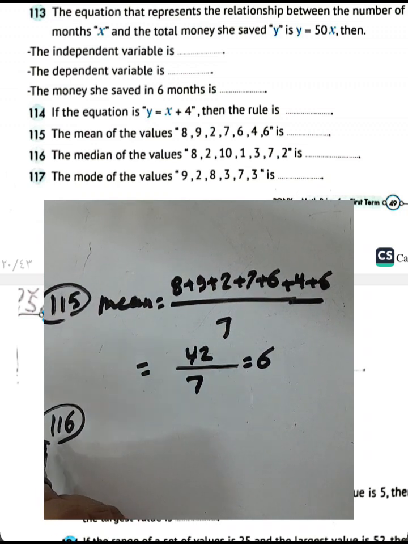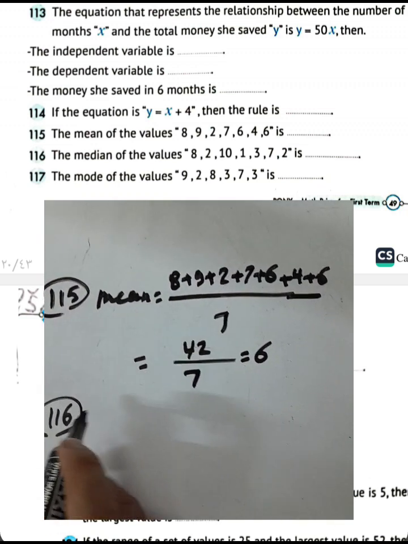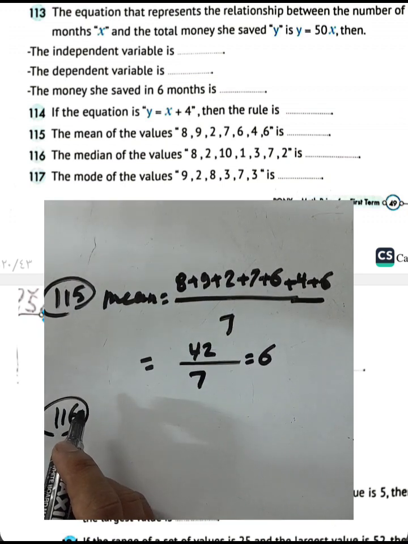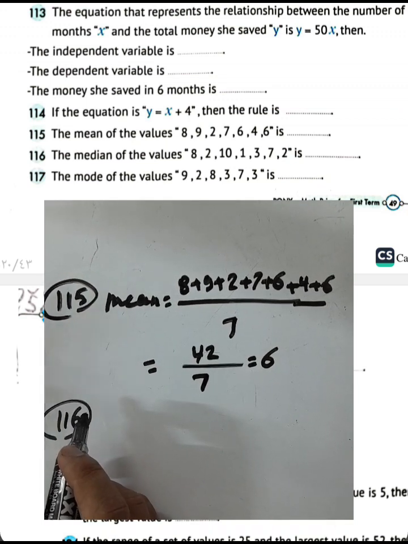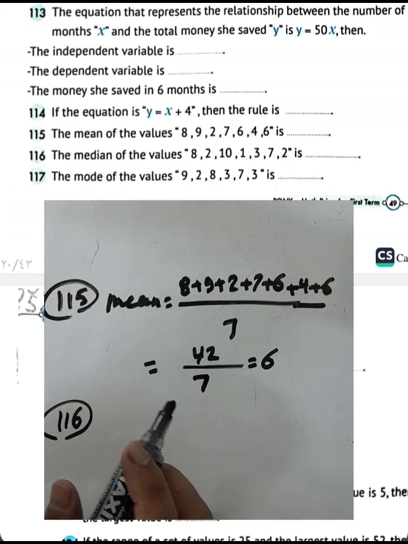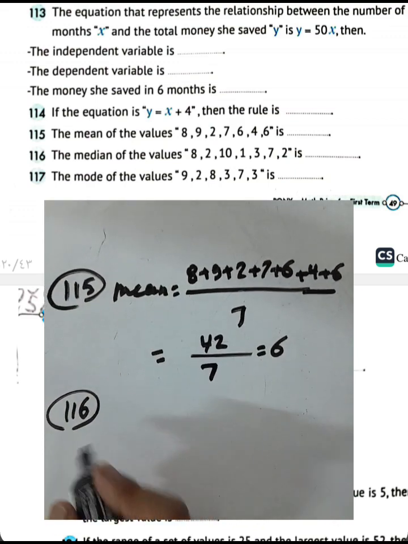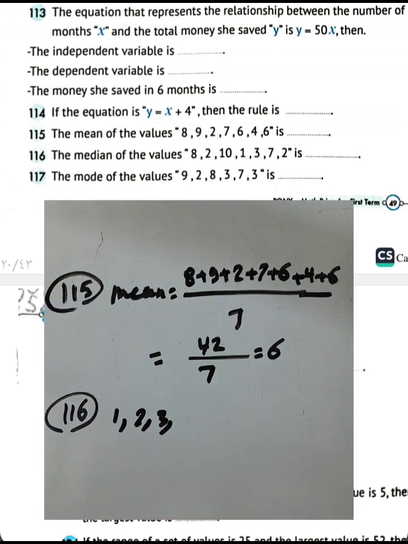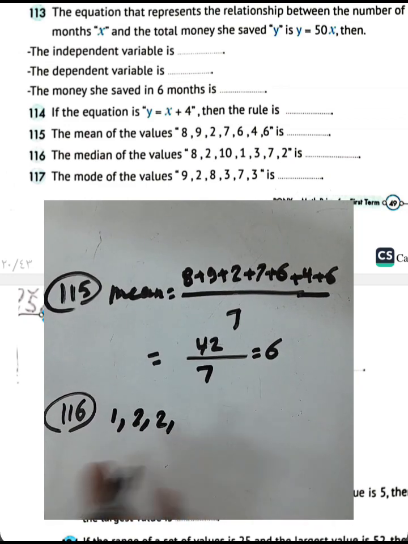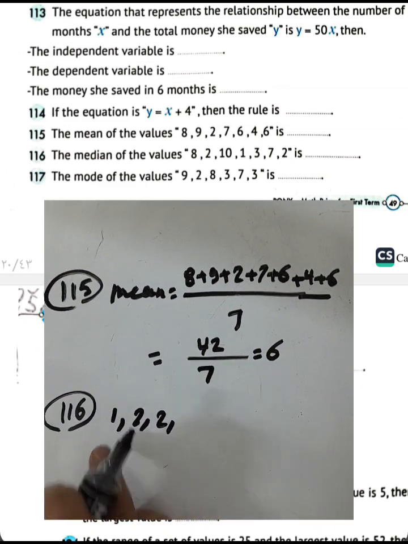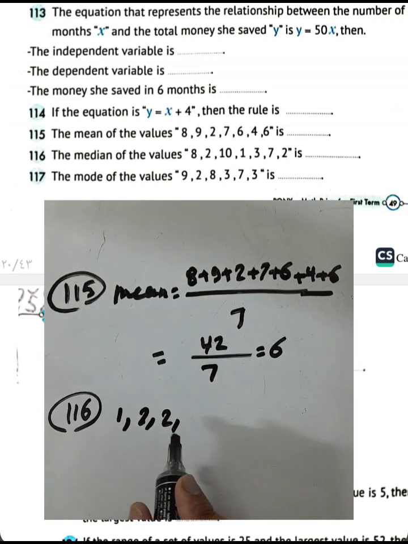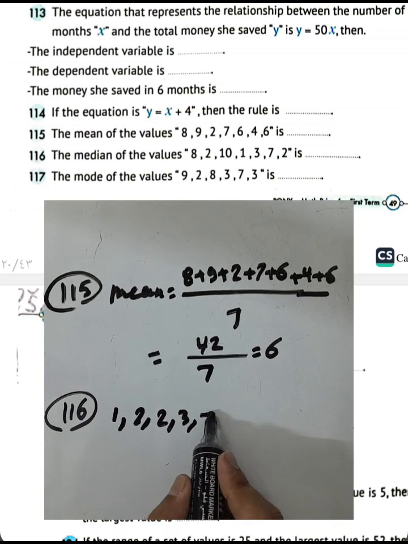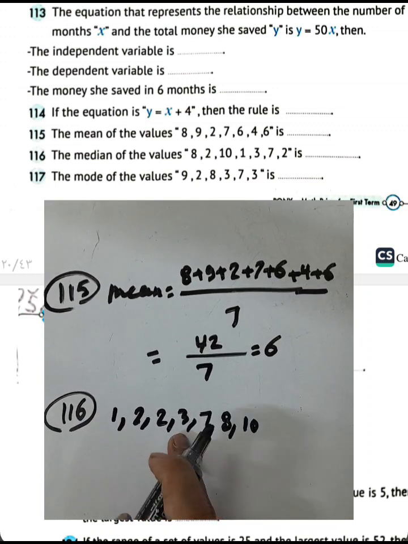But question 116 wants you to find the median. To find the median of values, first you must arrange all the values from least to greatest, or greatest to smallest, as you like. Then you must find the number which lies in the middle of all values. Arrange with me: 1, 2, 2, 3, 7, 8, and 10. If a number is repeated, you must write it again.